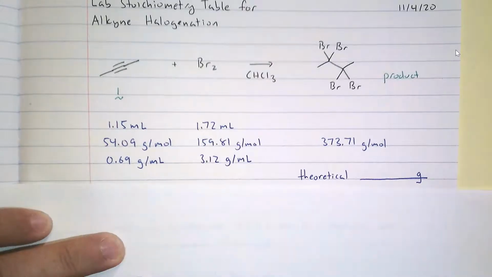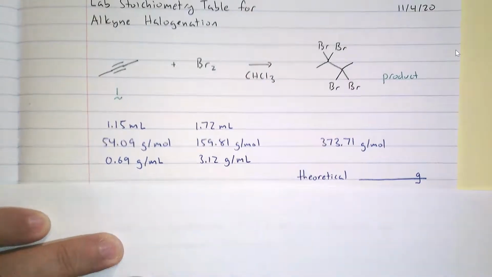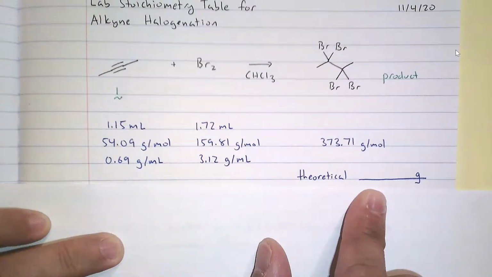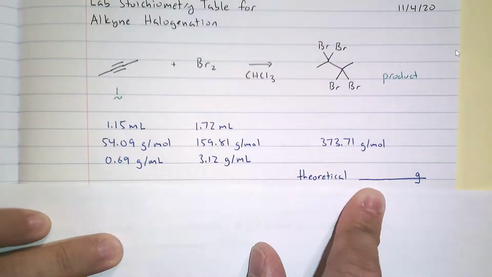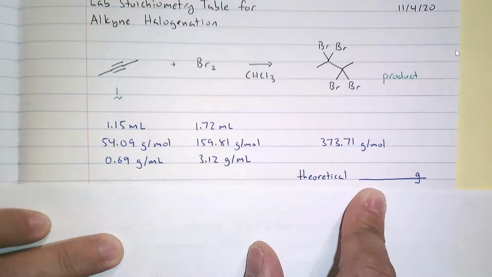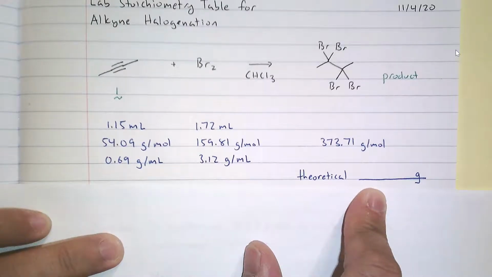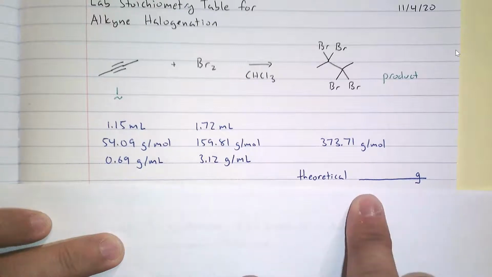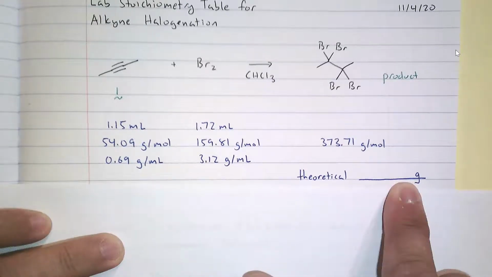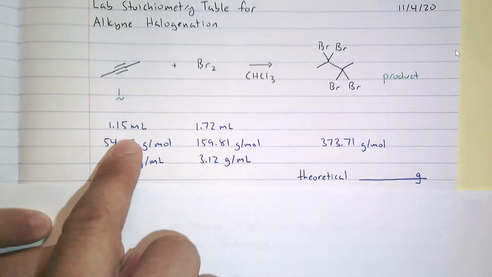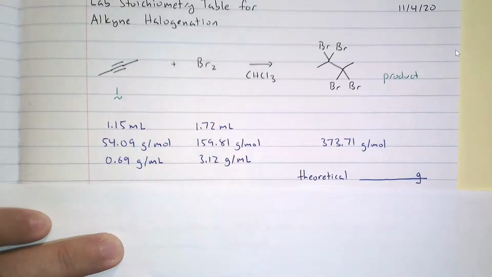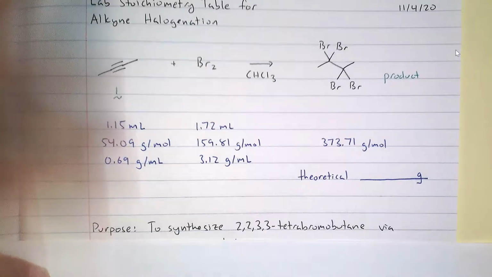So you could troubleshoot along the reaction, along your purification, and you have a good idea when you get to the end: did this reaction work? Or do I have a lot of impurities, etc. So I insist my students put the theoretical amount, which they have to calculate based on the amounts. Okay. Now, next is the purpose.